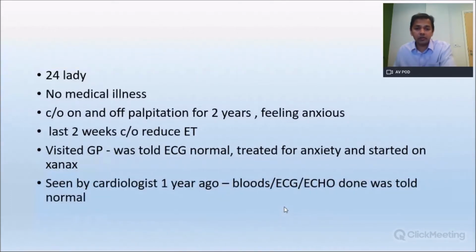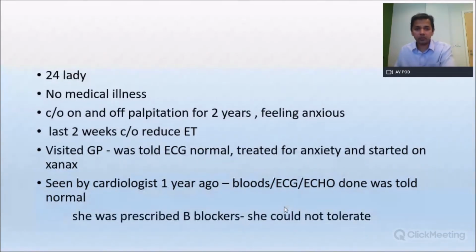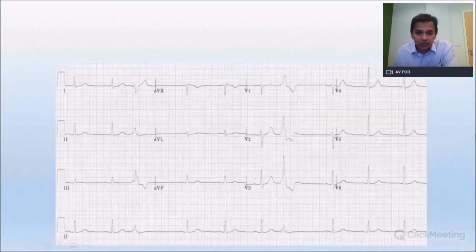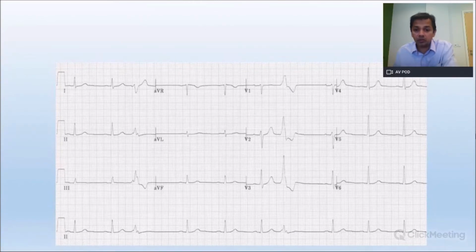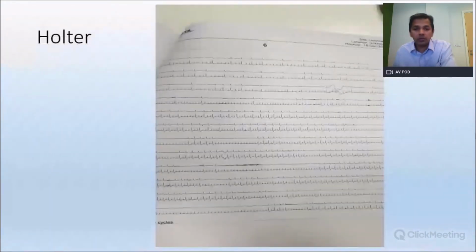She actually saw a cardiologist a year ago. The blood test, ECG, echo was done and told to be normal. In fact, she was started on beta blockers, but unfortunately she could not tolerate this medication. So I did an ECG, and what you see here, what is abnormal here, you can see some occasional ectopics, premature ventricular contraction, PVCs. So the next thing I did was Holter.